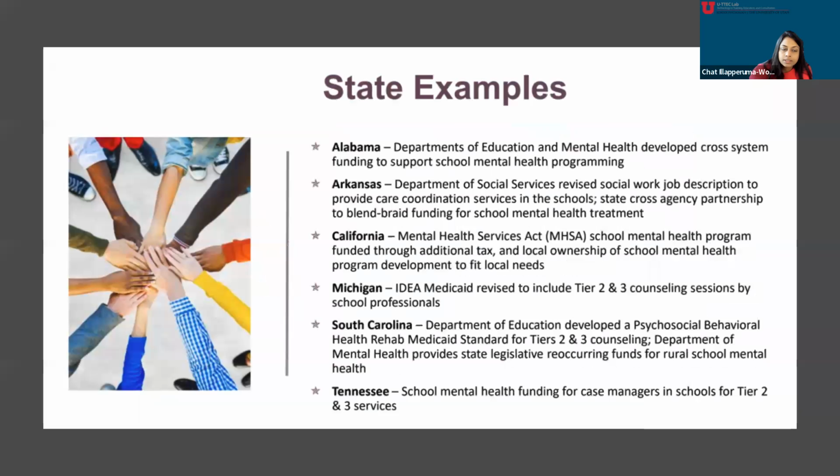In this next slide, we'll talk about the different state examples. We have Alabama, Arkansas, California, Michigan, South Carolina, and Tennessee, who received funding through the state to support school mental health.